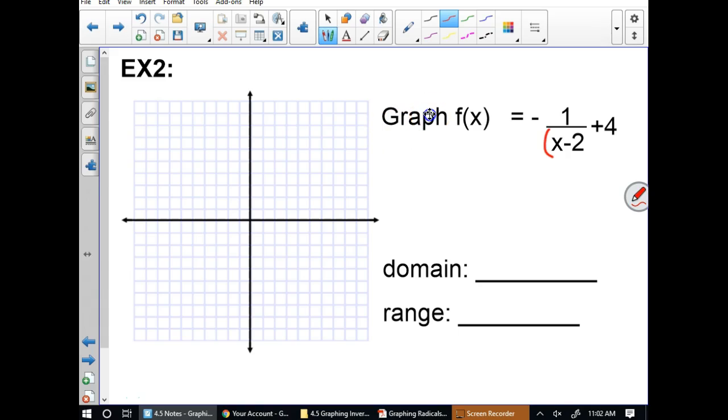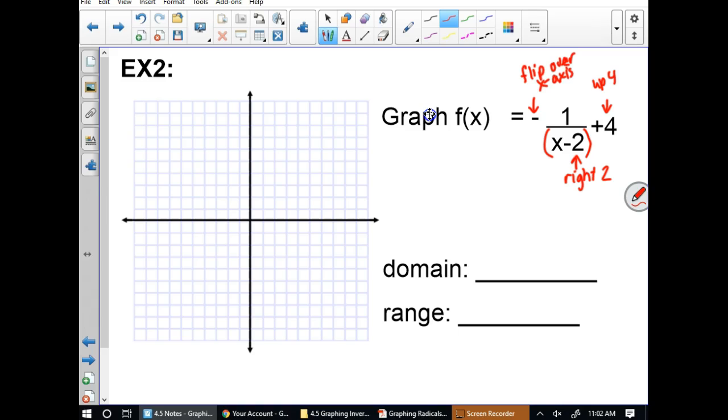This has parentheses around it even though they're not written. Roxana, what's that minus 2 going to do to the graph? It's going to be to the right 2. Very good. And Stephanie, what's the plus 4 going to do to the graph? Up 4. And Trace, what does the negative that's out front there do? Flip over the x-axis. Flip it upside down.